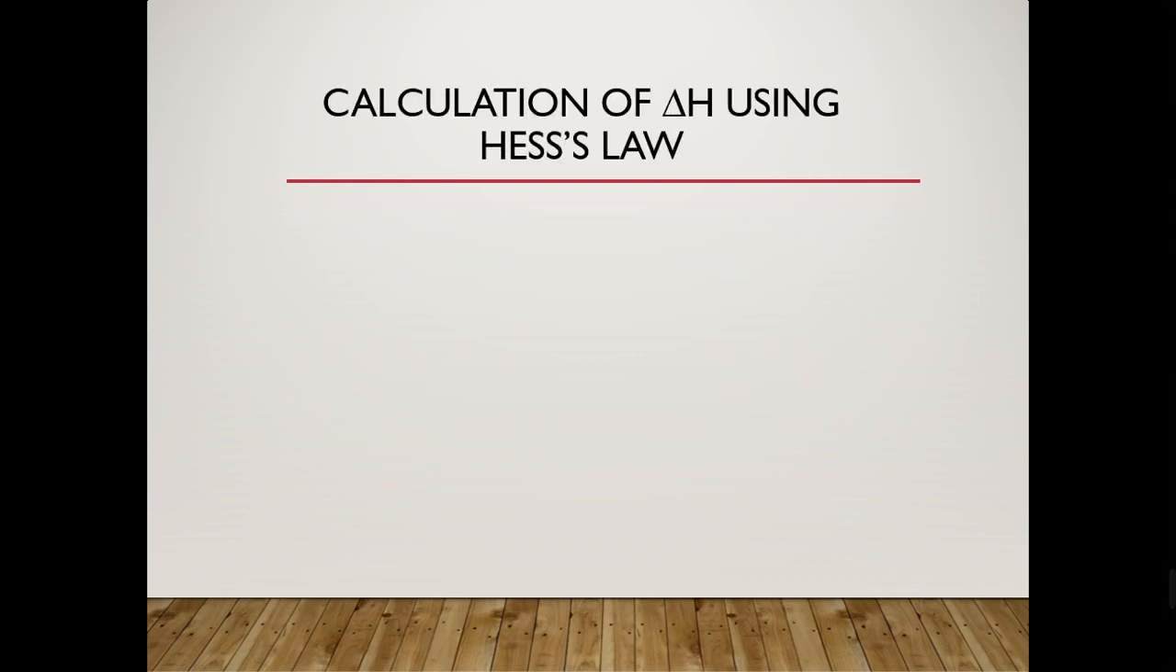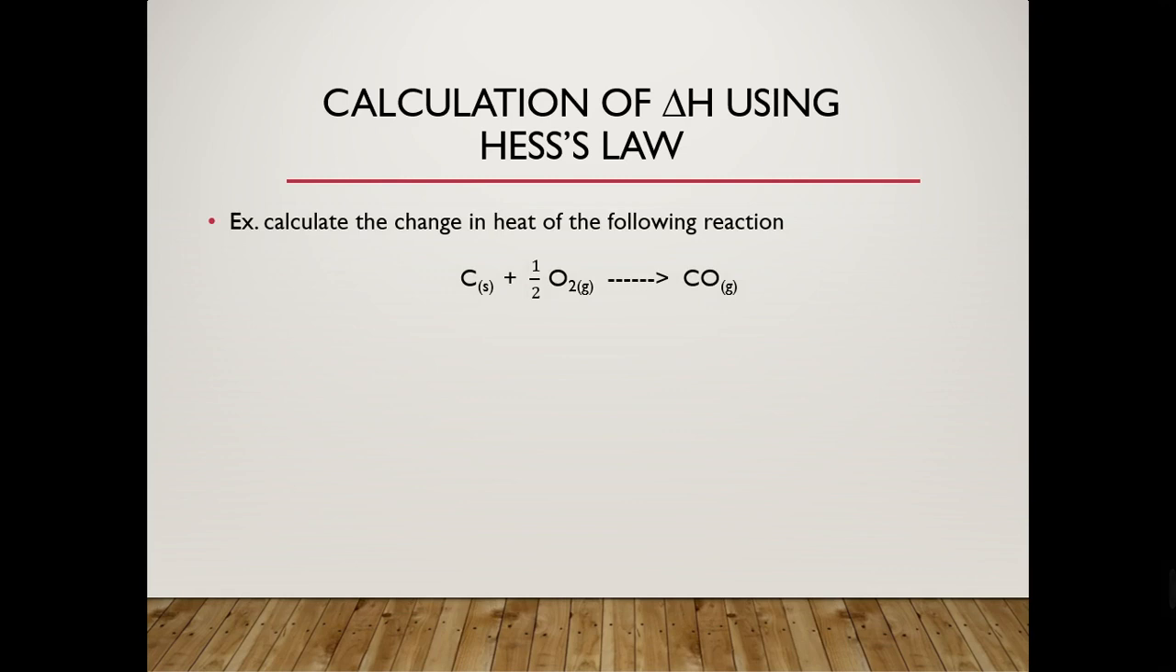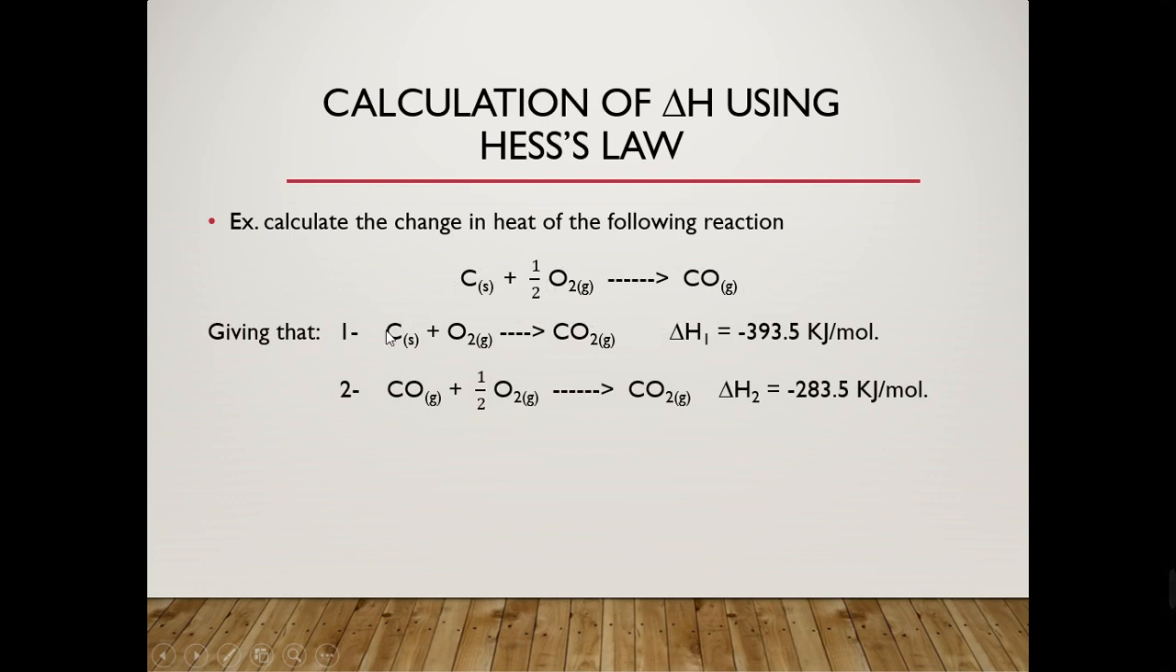Let's take an example for more illustration: how we can calculate the standard heat of the reaction using Hess's law. Example: calculate the change in heat of the following reaction. Note that this reaction is carbon solid plus half mole of oxygen gas producing carbon monoxide gas. We want to calculate the heat change of this reaction using these two reactions. The summation of these two reactions will produce the resulted reaction.